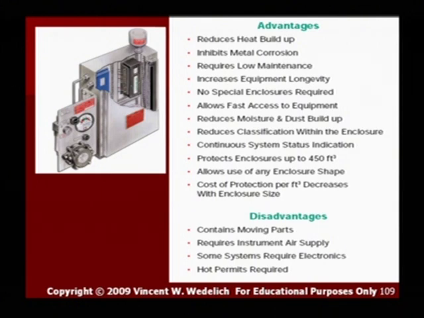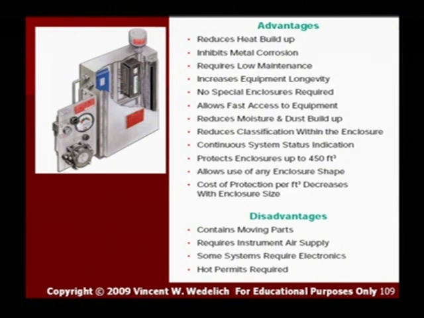Continuous system status indication. You can actually walk up to it and see this gauge right here. You can see this gauge, and as long as it's in the green area, then you know you're in good shape. There's also a pressure switch that gives you a dry contact back to your PLC or to a light inside your DCS room that tells you that your purge is satisfied. Protects enclosures up to 450 cubic foot. That's really large, and that is the biggest benefit. And of course, any of these enclosures can be of any shape.